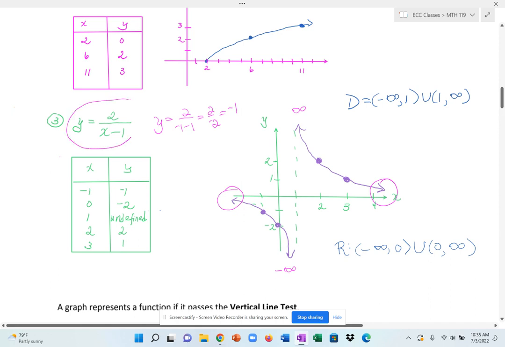This would be impossible for this to equal 0 unless the numerator is 0, and the numerator is a constant of 2. So the y will never equal 0, which is why your range is all real numbers except for 0.